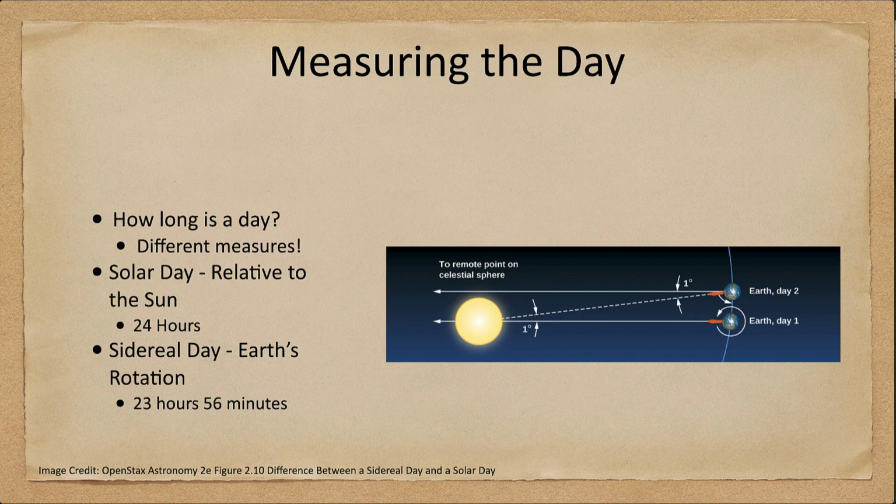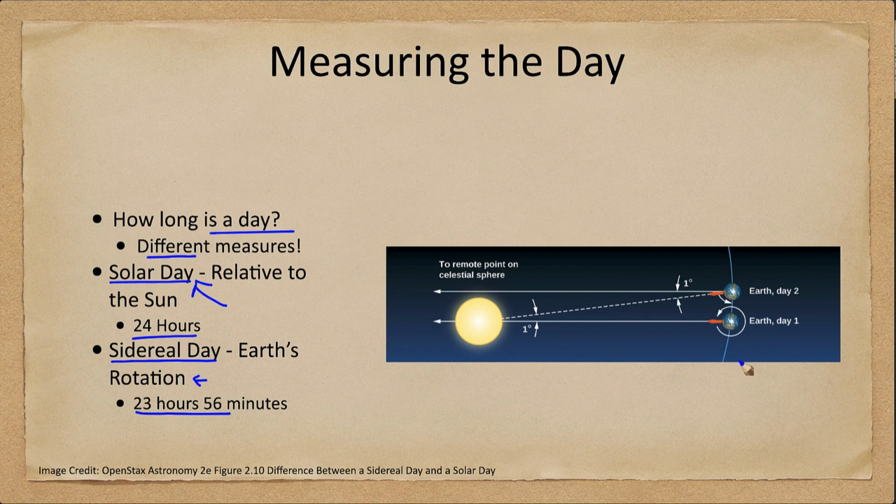So how do we measure a day? How long is a day? Well, it actually varies. So there are different measures of a day. We talk about a solar day as compared to a sidereal day. A solar day, which is what we use for everyday measurement, is exactly 24 hours. This is relative to the sun. The sidereal day, on the other hand, relative to Earth's rotation, is 23 hours and 56 minutes long. So while they're close, they are not exactly the same.